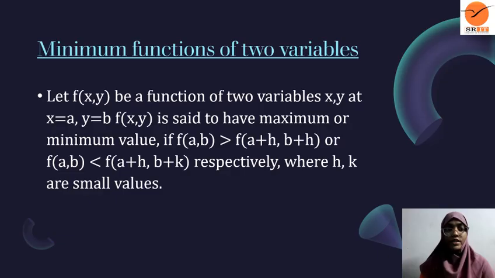Let f of x comma y be a function of two variables x comma y at x is equal to a, y is equal to b. f of x comma y is said to have a maximum or minimum value if f of a comma b is greater than f of a plus h comma b plus k, or f of a comma b is less than f of a plus h comma b plus k respectively, where h comma k are small values.